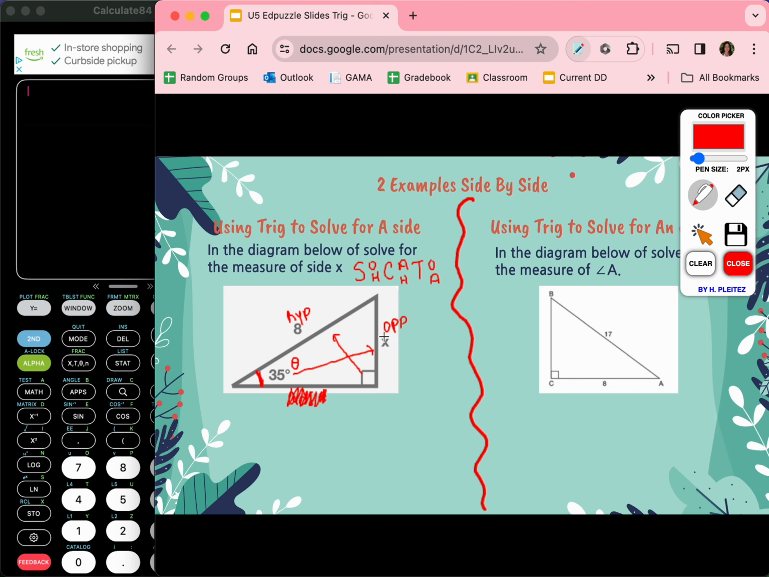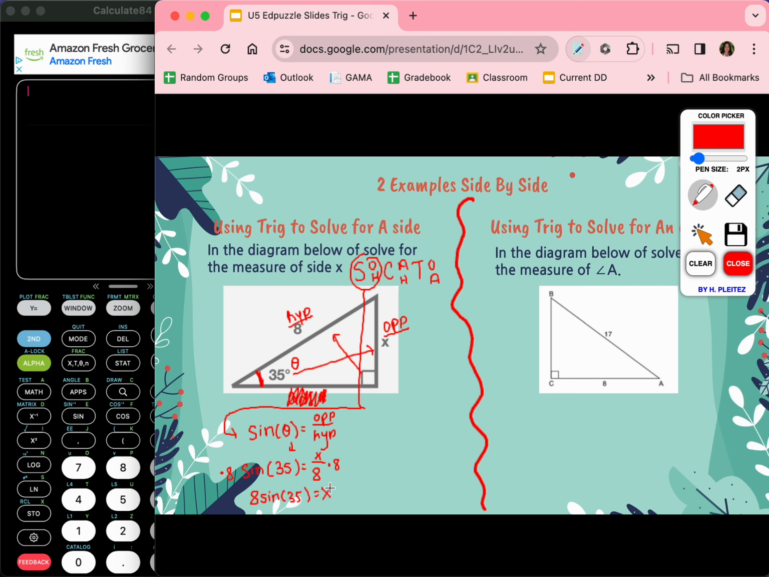But what we do need is a trig function that has opposite and hypotenuse in it, and that is going to be sine. So we'll go right over here with it. I usually like to just write out the formula. So sine of theta is opposite over hypotenuse, and then I will go ahead and make that substitution. So sine of our reference angle, 35 degrees, equals our opposite side, which is x, over our hypotenuse side, which is 8. Now from here, we multiply by the denominator, right? So we're going to multiply by 8 on both sides to get 8 times sine of 35 equals x.